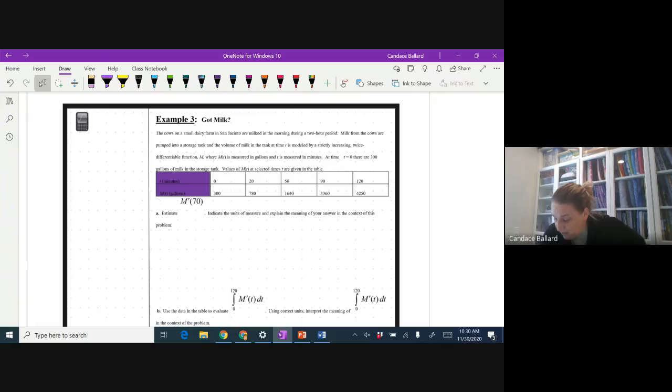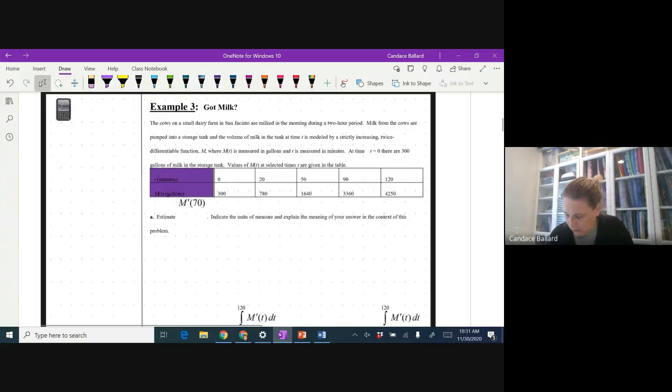So the cows on a small dairy farm in San Jacinto are milked in the morning during a 2-hour period. Milk from the cows is pumped into a storage tank, and the volume of milk in the tank at time t is modeled by a strictly increasing twice differentiable function m, where m of t is measured in gallons and t is measured in minutes. At time t equals 0, there are 300 gallons of milk in the storage tank. Values of m of t at selected times t are given in the table. I know that my color is really hard to read there. If this is a t in minutes, I shouldn't have put a slash, it should be parentheses. And then m of t is measured in gallons.